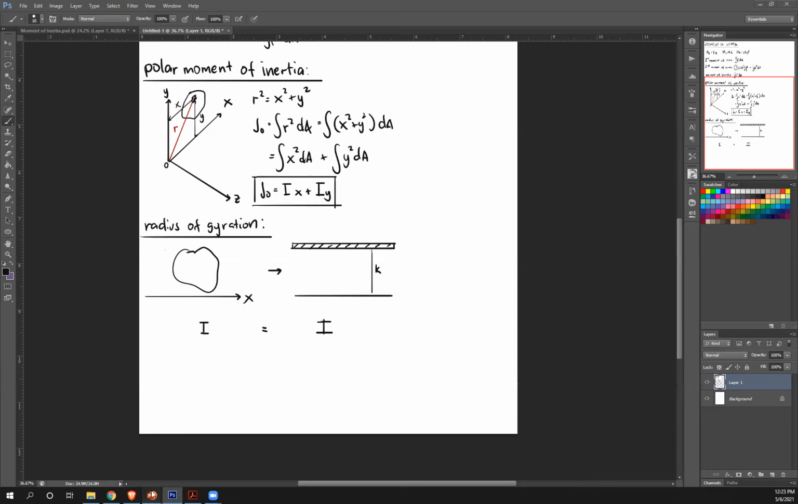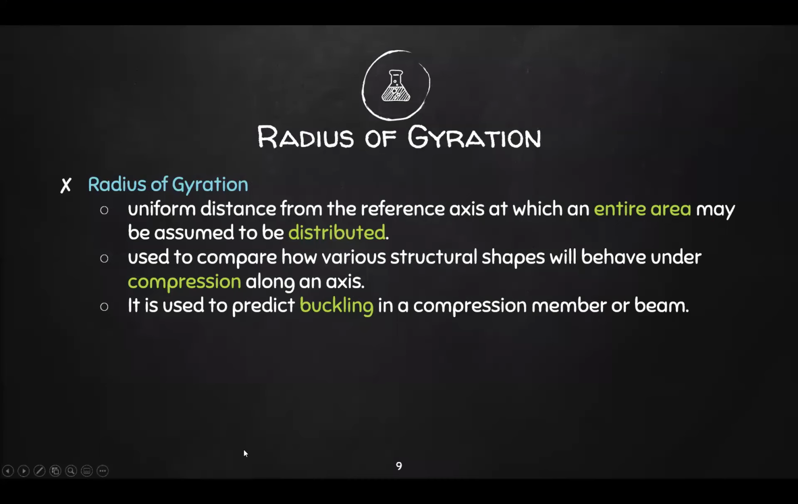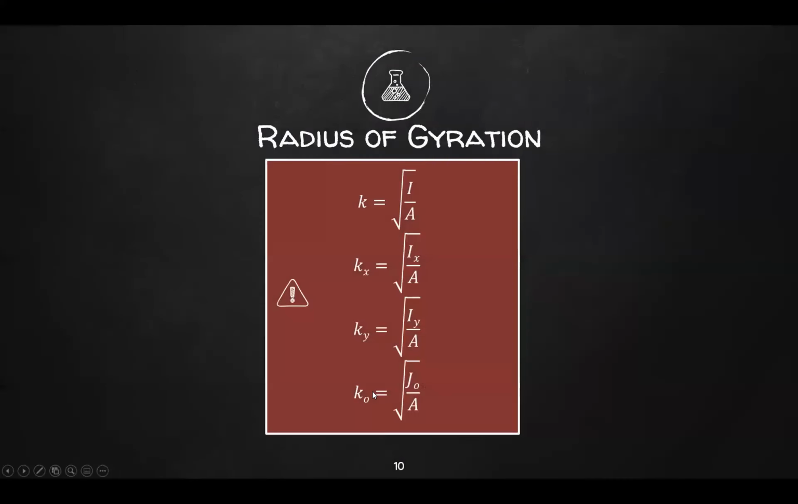And then for equations. The basic equation for radius of gyration is square root of I over A, and our symbol for that is K. Now we have I, moment of inertia, J, polar moment of inertia, and K, radius of gyration. Similar to your moment of inertia, it is about either an X or Y axis. So for X, it's square root of moment of inertia about the X axis over A, and then KY is just square root of IY over A.